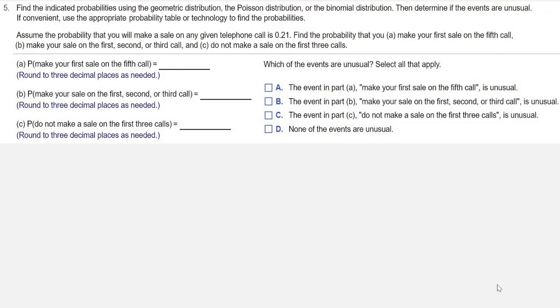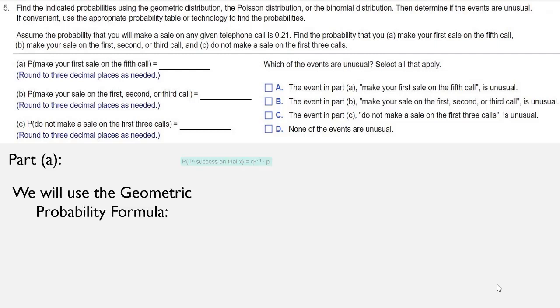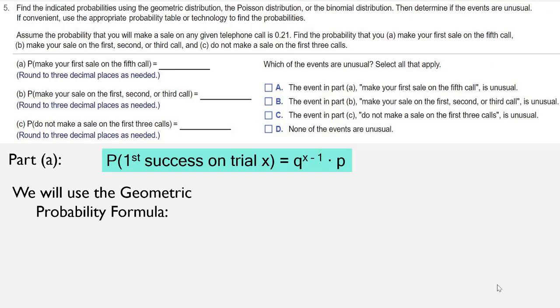Since we're trying to find the probability of your first successful call, probability of first success tells us that this is going to be geometric. The geometric probability formula is probability of first success on trial x is given by q to the x minus 1 times p. So we need to know q, p, and x. We'll start with p. P is given to us in the problem as 0.21. For q, q is always 1 minus p, so 1 minus 0.21 is 0.79.